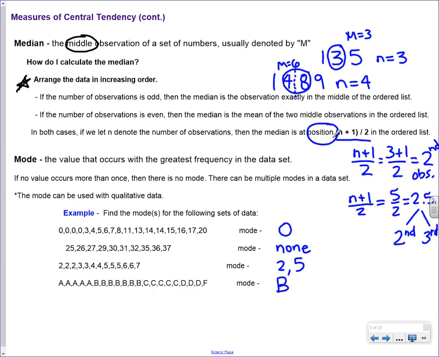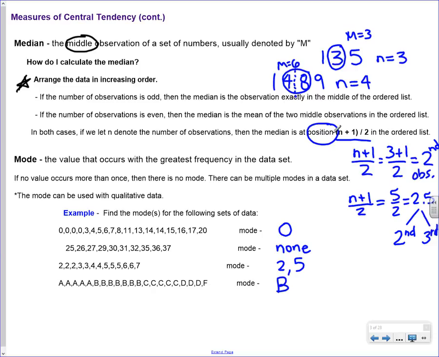Now we can use this formula here, the n plus 1 over 2, to calculate which observation is going to be our median, okay? So for example, if I have 3 data points, I plug in a 3 here, 3 plus 1 over 2, that's 4 over 2, which is 2. So that tells me that the second observation is going to be my median. So I would go up here, 1, 2, this is my second observation, so that's my median, okay?